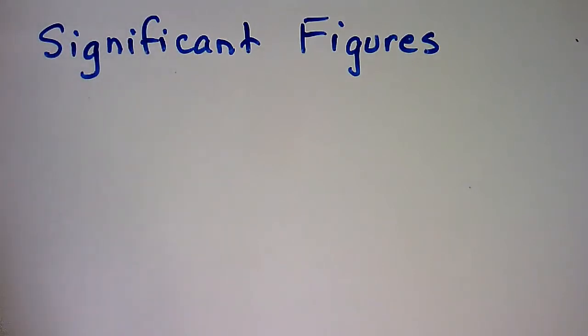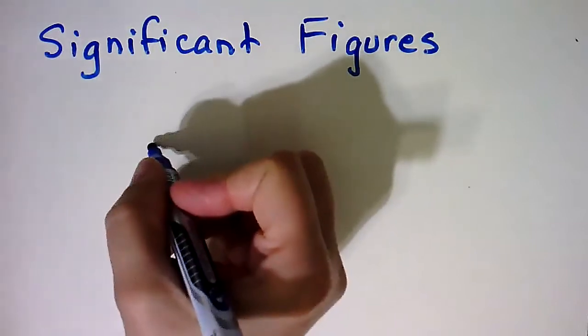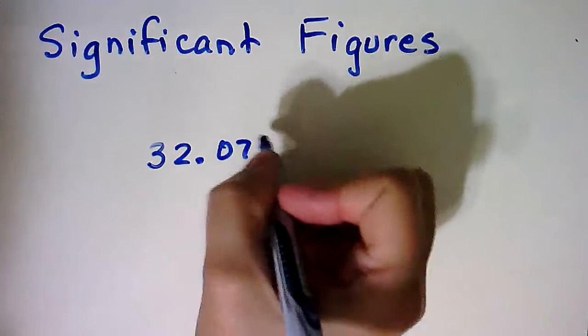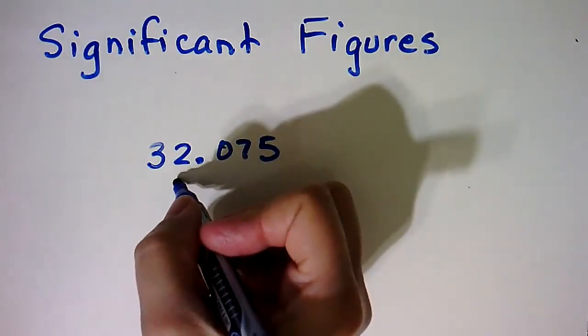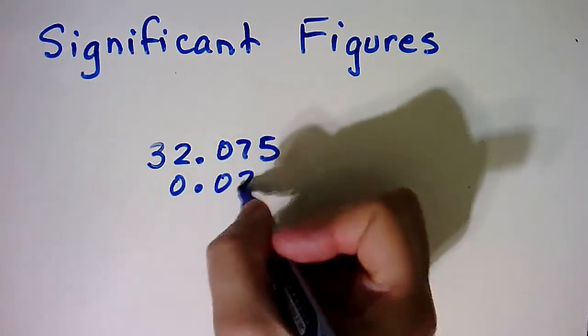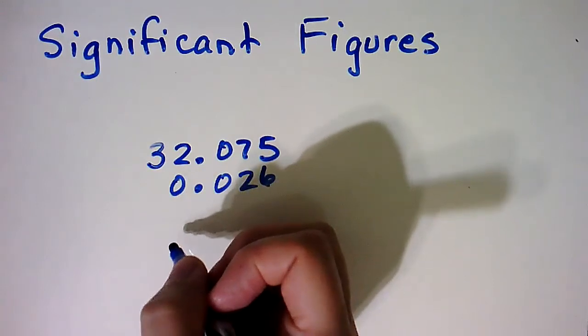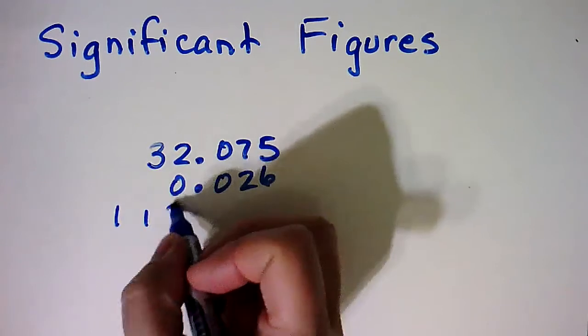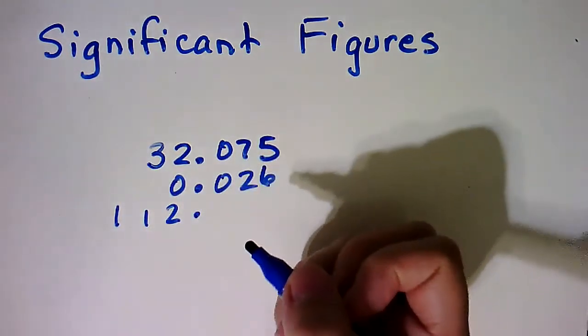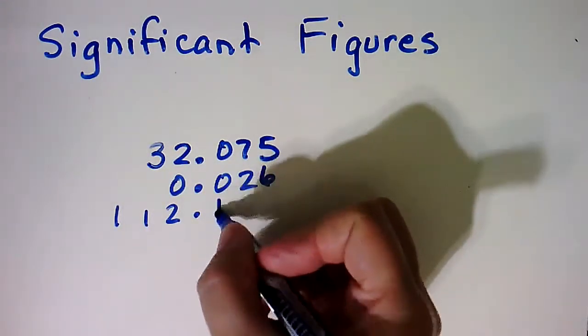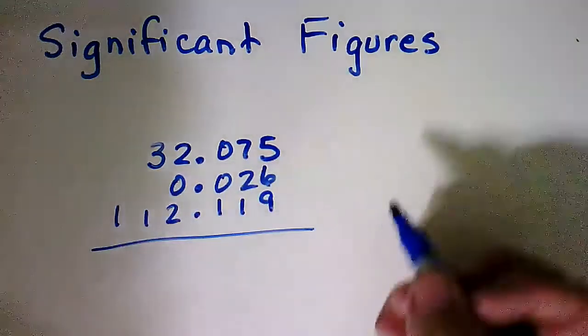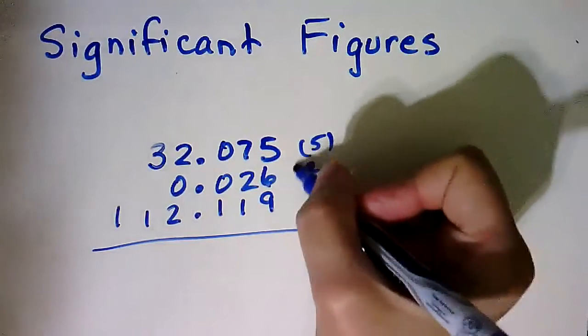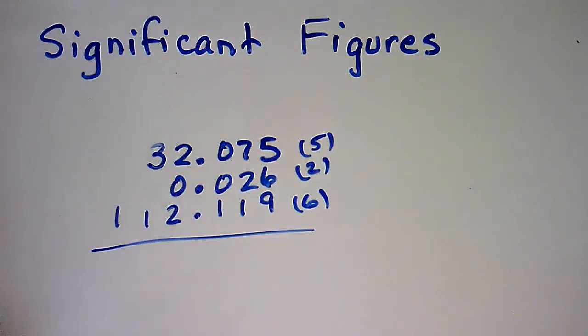Well, when you multiply and divide, the uncertainty multiplies. But when you add and subtract, the uncertainty only adds. So let's look at a few numbers here. Let's say we have 32.075, and we're going to add that to 0.026, and we're going to add that to 112.119. So if we count the significant figures, this would be 5, this would be 2, and this would be 6. But counting significant figures does not help us when we add. It's not going to be that useful.